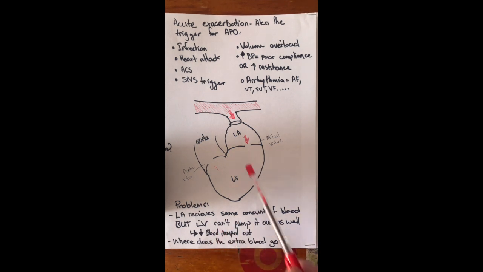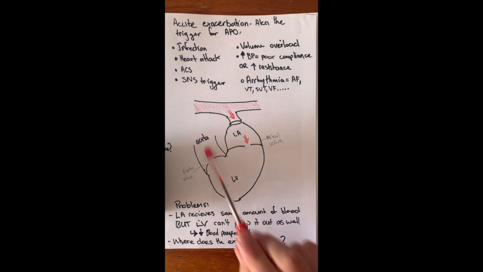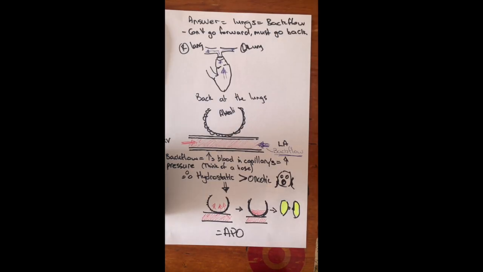Where does this extra blood go? The left ventricle can't pump that extra blood out. It hasn't got the function, hasn't got the strength anymore. It's a little old lady. It can't keep up. So where does this blood go? And that's what the next step is. So where does that blood go?